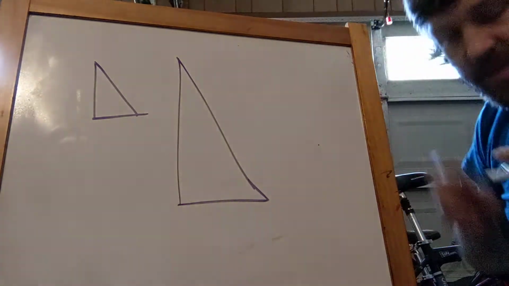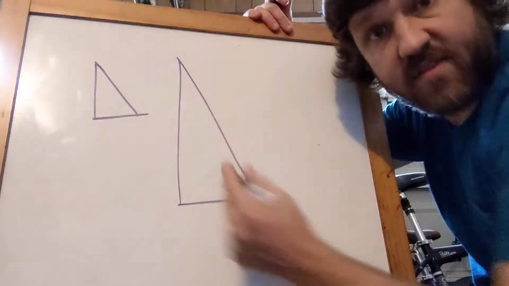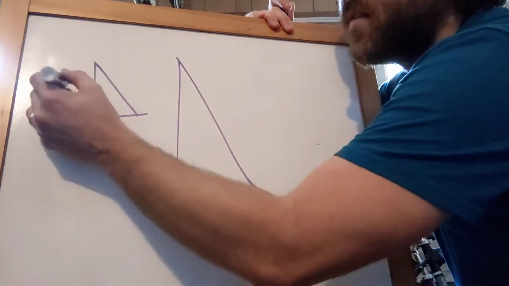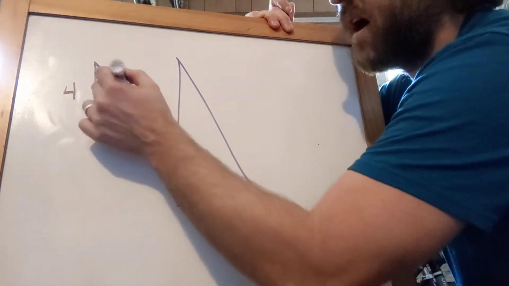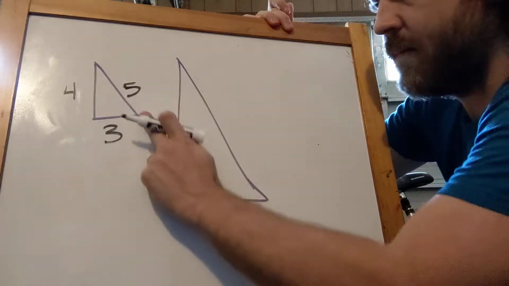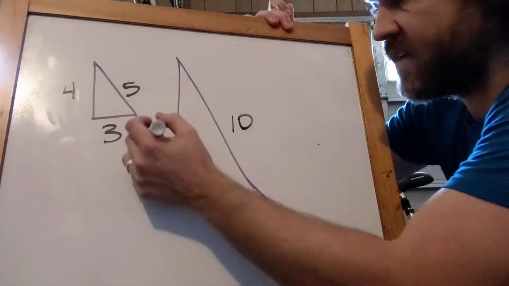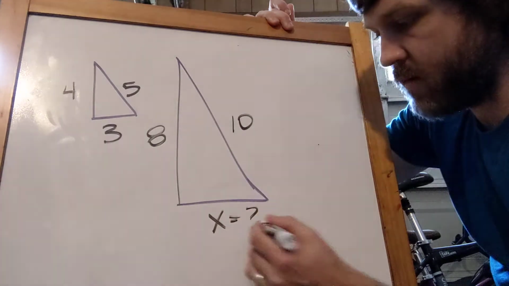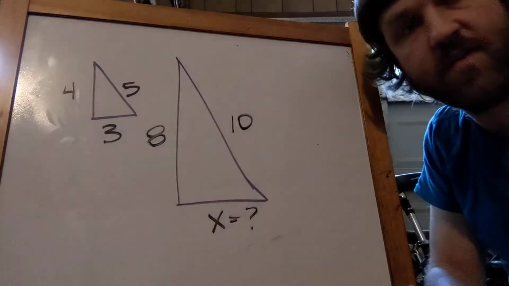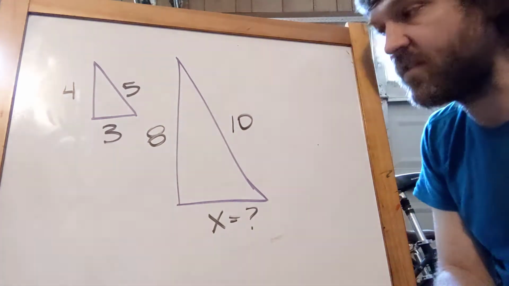And let's say that we introduce some values into this. Again, we're saying these are similar. So let's say that this is 4, 3, and 5. And this side is 10. And this side is 8. And this one we're not sure about. We're like, what is that one? But we know that these two shapes are similar. So we've been told, yeah, these are similar.